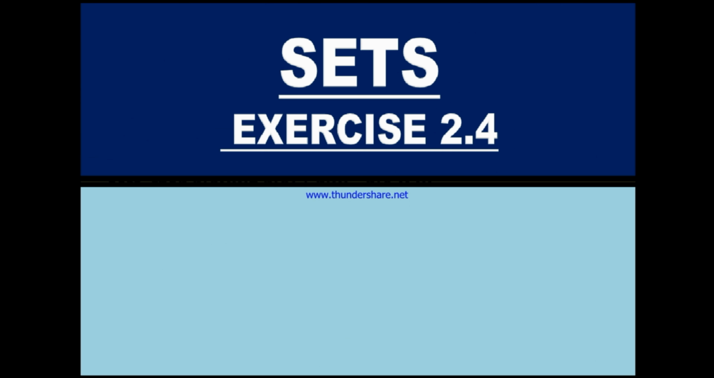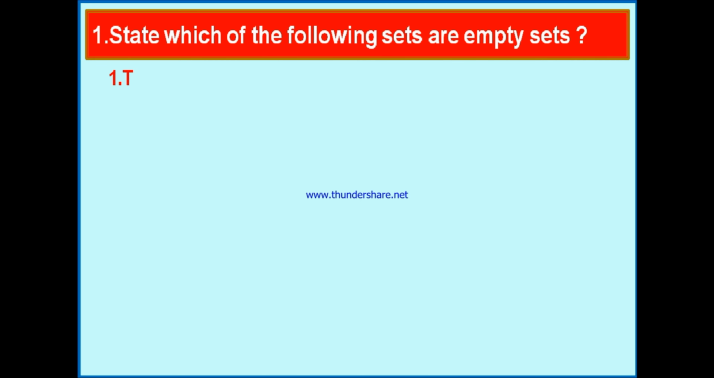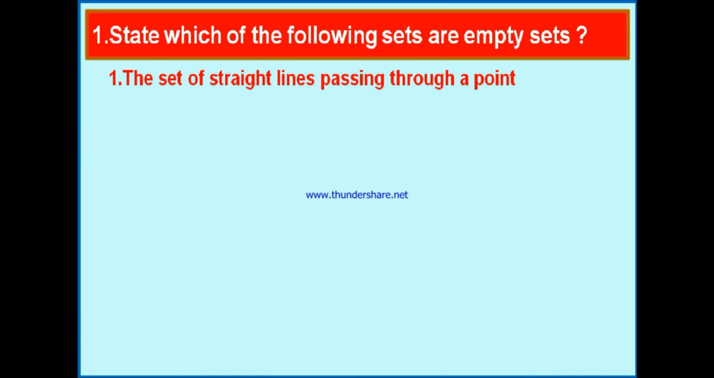Now, the chapter Sets and the Exercise 2.4 problems and solutions from this exercise. Here is the first question. State which of the following sets are empty sets. The set of straight lines passing through a point.